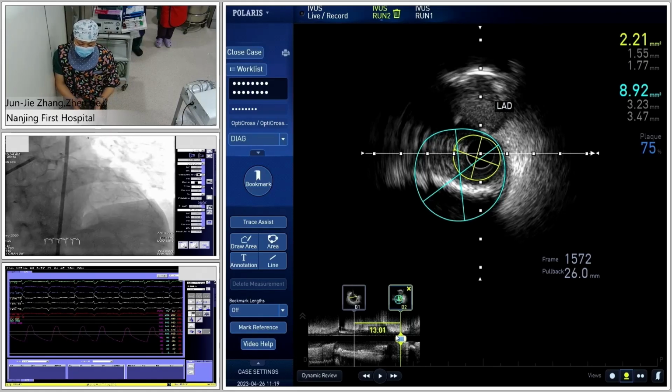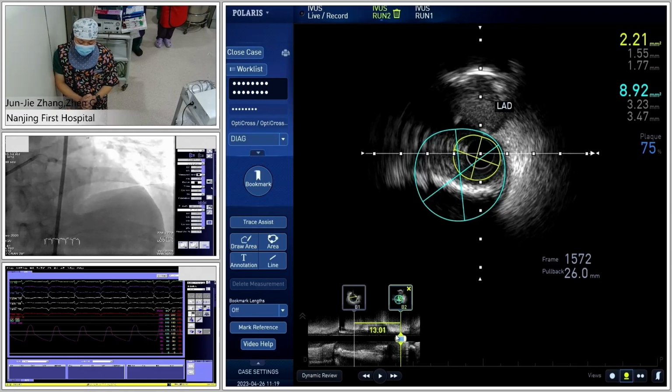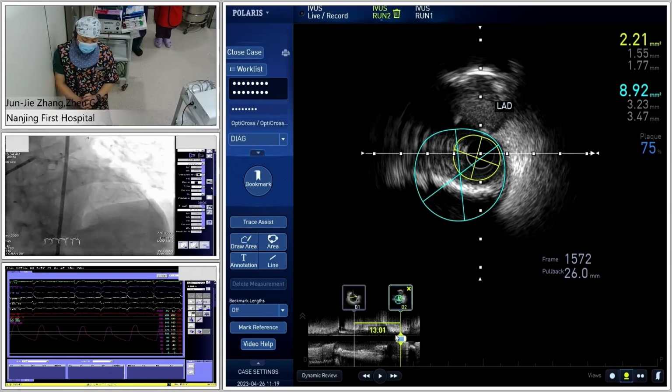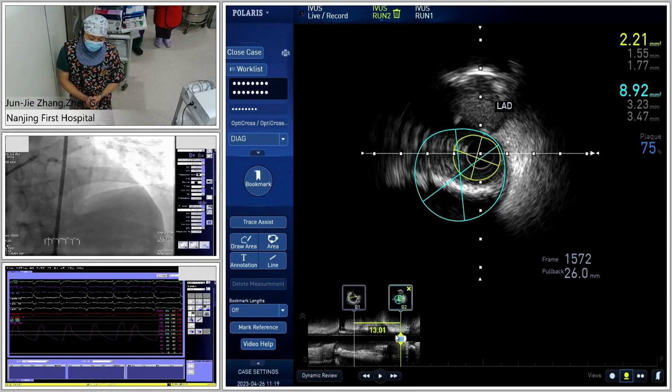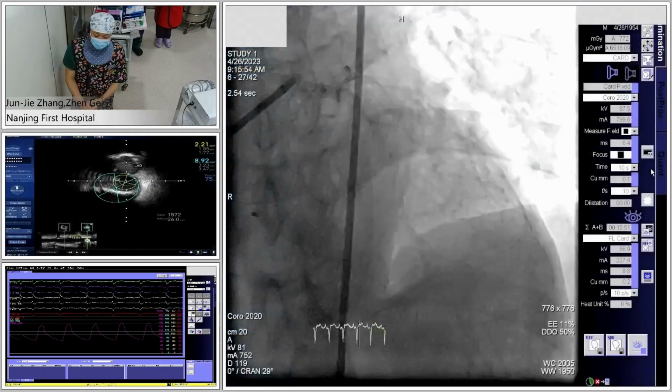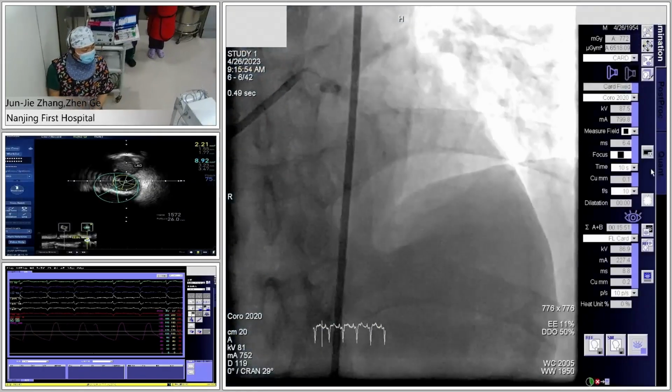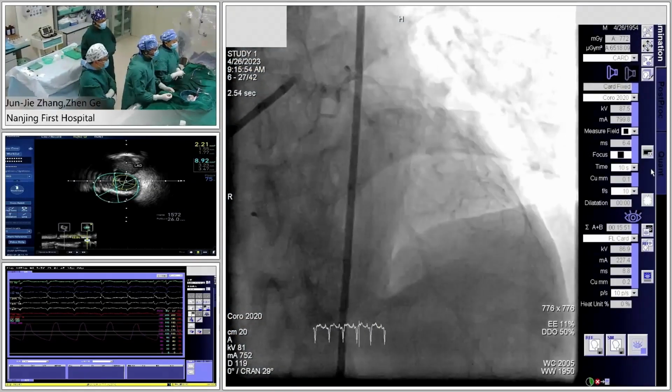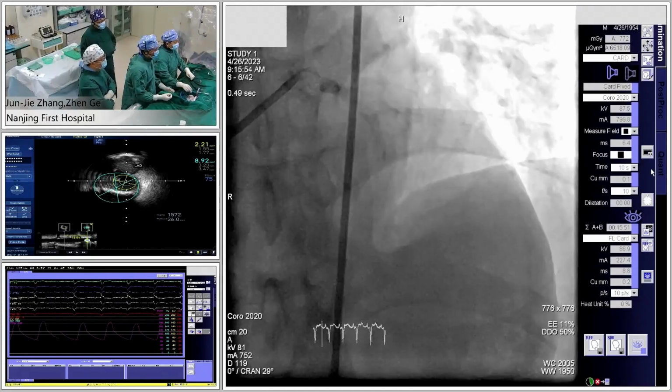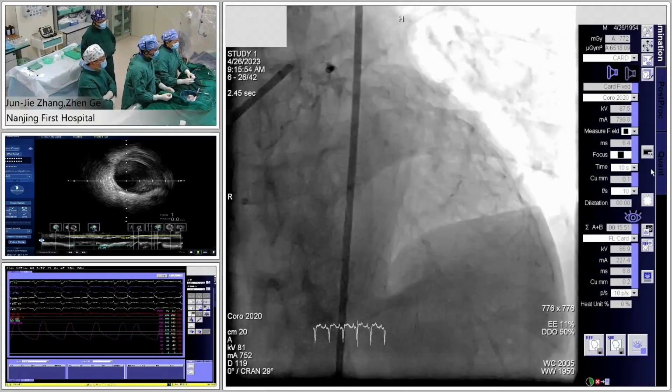Okay, this is the baseline IVUS imaging. Thank you, Dr. Pan, for the introduction. Based on the IVUS information, we can precisely define the lesion length, the landing zone, and also the stent size.